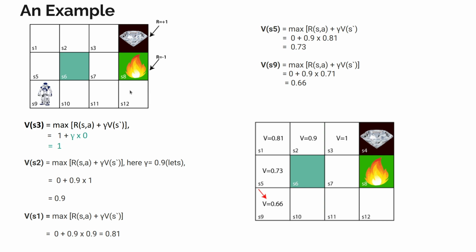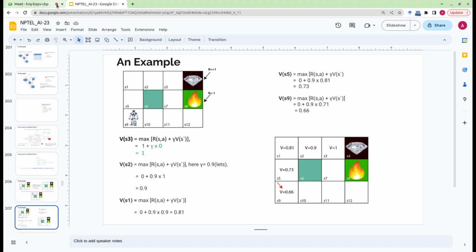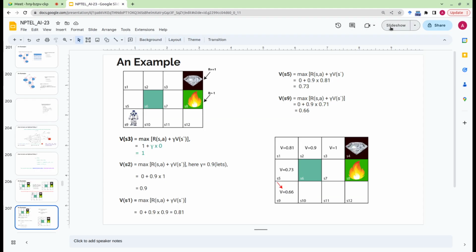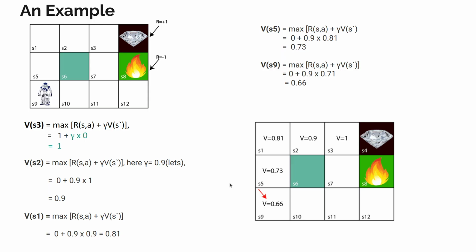In your assignment also you will find a question like that. It will give you something like this and ask what is V of S1, S11. You have to figure it out and calculate this value. Here the question was what is the value of S9. Now let's calculate the value of S9 last.